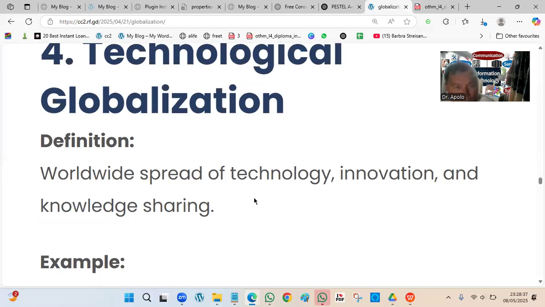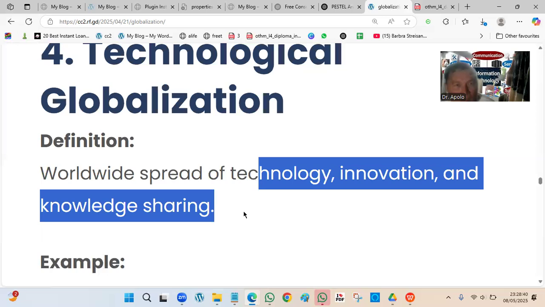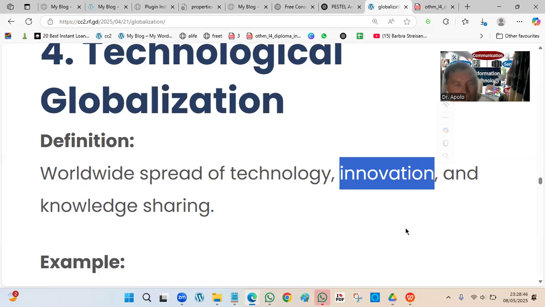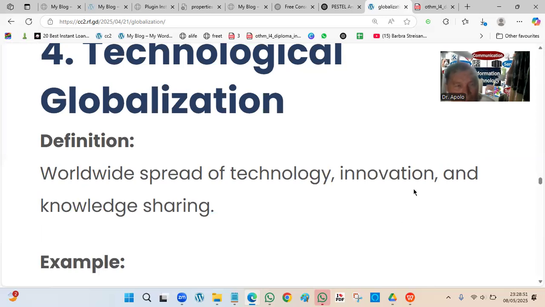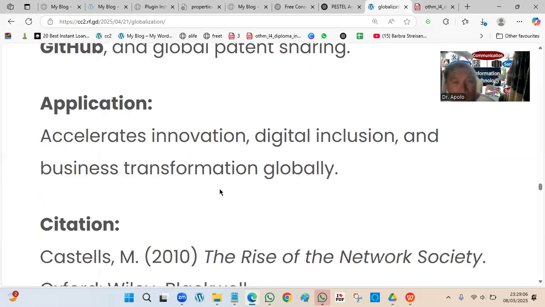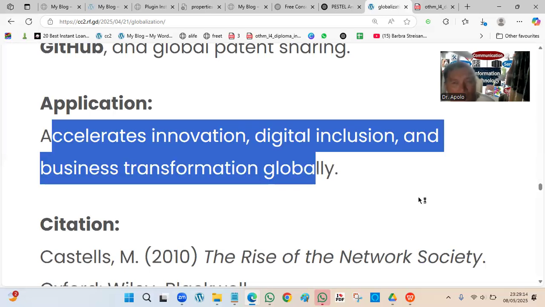Technological globalization: worldwide spread of technology, innovation, and knowledge sharing. This has been happening. With online innovation, products are becoming cheaper, quicker, better, and faster, and knowledge is shared. Example, the internet and 5G: our software and hardware change quickly because of 5G technology. Platforms like GitHub and global patent sharing accelerate innovation, digital inclusion, and business transformation globally, because it's the people who are creating the demand. Businesses are just responding.